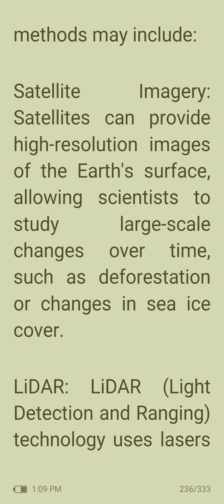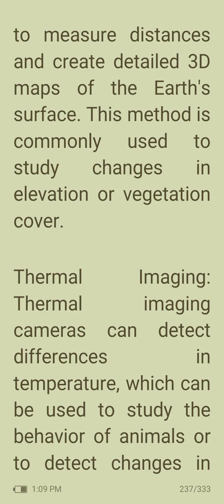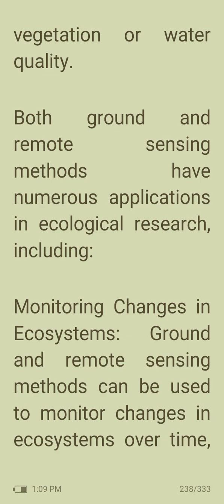Satellite imagery, and LIDAR, light detection and ranging. This technology uses lasers to measure distances and create detailed 3D maps of the Earth's surface. It is commonly used to study changes in elevation or vegetation cover. Thermal imaging cameras can detect differences in temperature, which can be used to study the behavior of animals or to detect changes in vegetation or water quality.